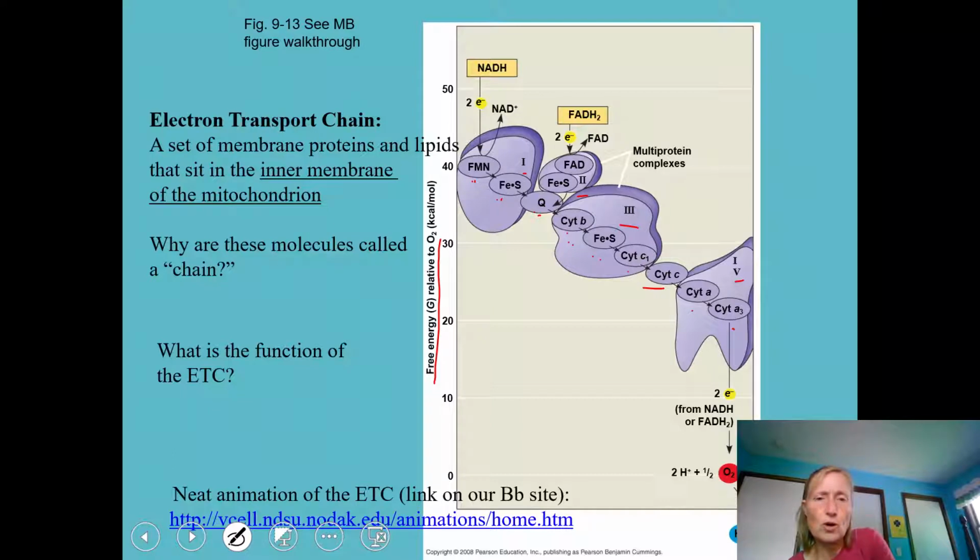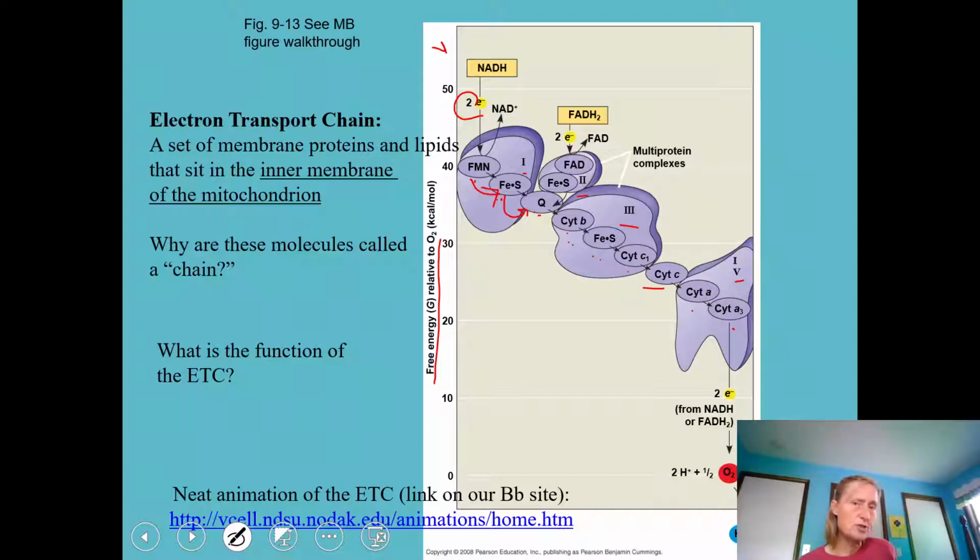And you can see arrows between each of them. What those arrows are really representing are the movement of electrons as molecules pick up and donate electrons as they participate in redox reactions. So what you see in this picture are 2 electrons from NADH donated to FMN. Those 2 electrons then are donated to the iron sulfur. And then they're donated to the next member in the chain, and to the next member by a redox reaction. Okay? Why are these molecules called a chain of molecules?